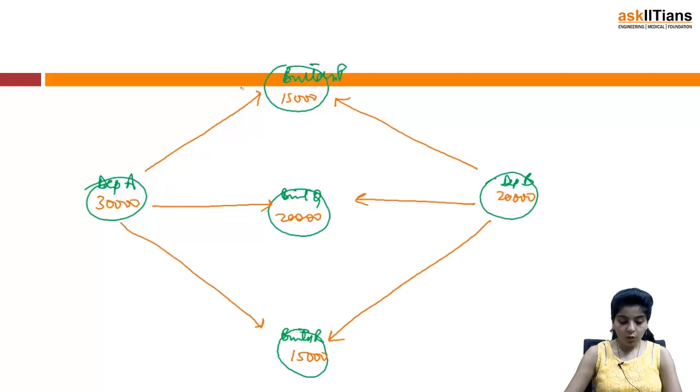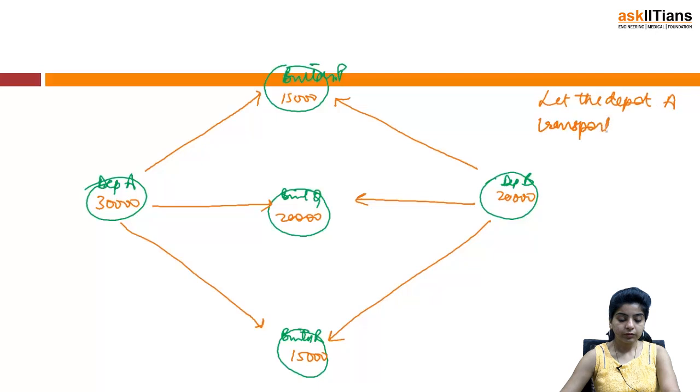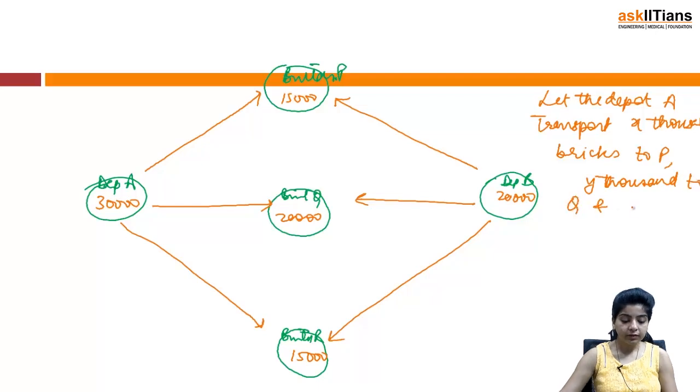Okay, so now what else is given to us? Let us assume the depot A transports x thousand bricks to P and y thousand to Q. Every quantity is in thousands, so I just assume that depot A is transporting x thousand bricks to P and y thousand to Q. Remember, x and y are in terms of thousand.